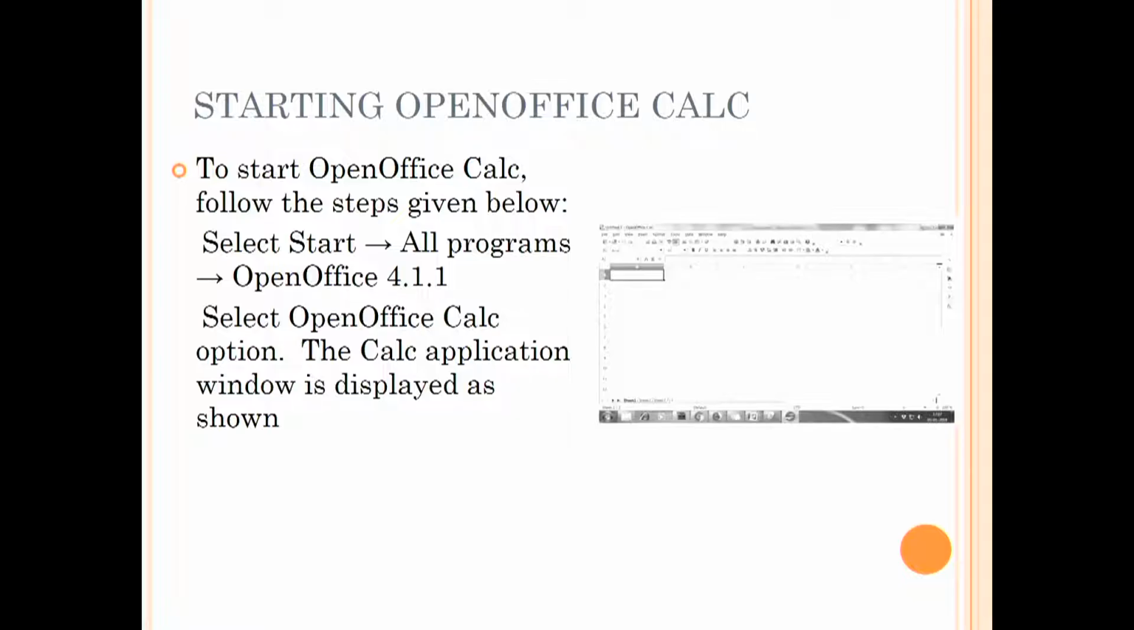Now how do we reach Excel? How do we start OpenOffice CALC? To start OpenOffice CALC, follow the steps. Select Start, then from Start go to All Programs. From All Programs go to OpenOffice 4.1.1. Now select the OpenOffice CALC option. The CALC application window is displayed, which you can also see on the screen. This kind of window opens up when you open the CALC application.